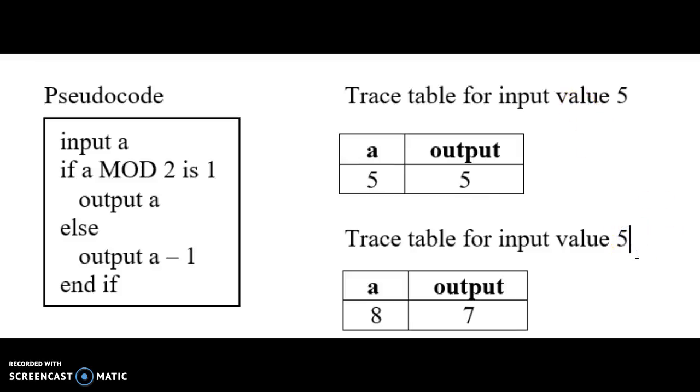And here it should be the input value 8. Error in the question, sorry about that. So for the input value 8, we now go through the same steps. Input A is 8, and A mod 2 is 1? 8 divided by 2 is 4, remainder 0. So A mod 2 is 1 actually is not true, that's false.